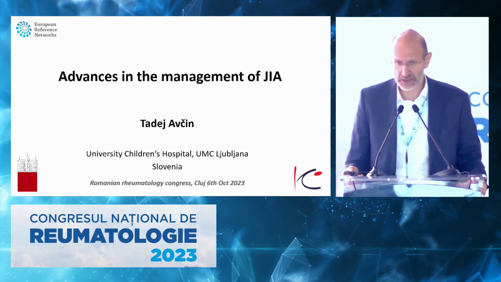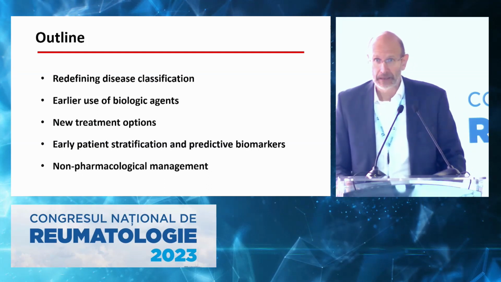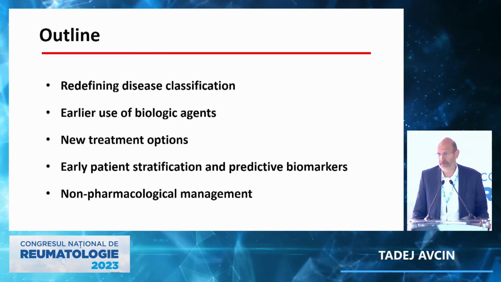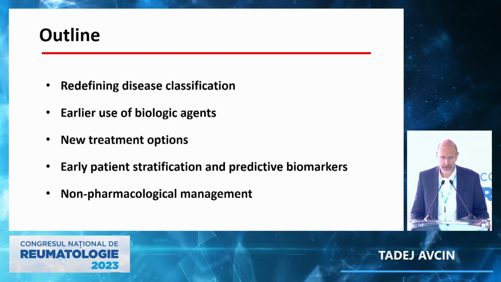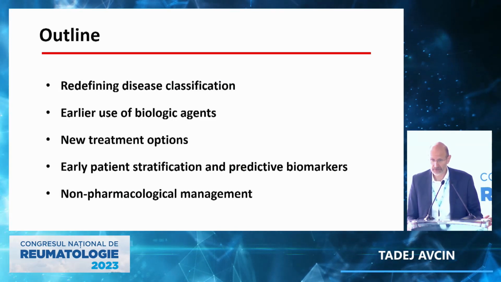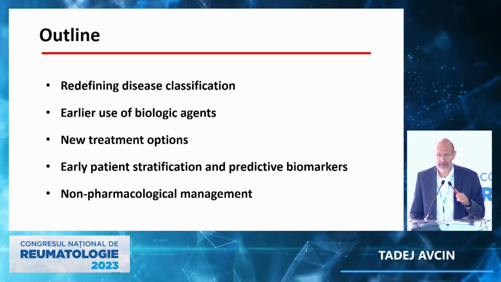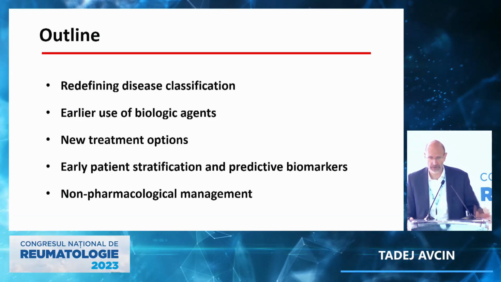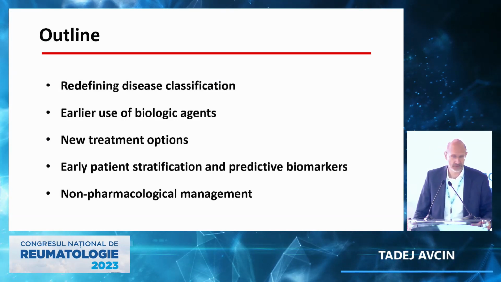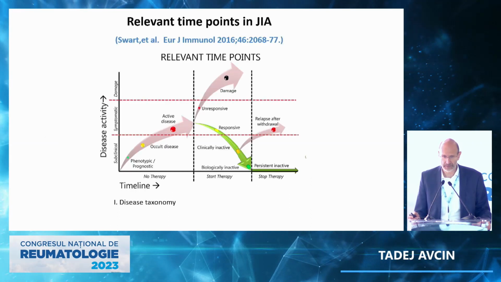So the title of my presentation is Advances in the Management of Juvenile Idiopathic Arthritis. In this session, I would like to share some of my views on the recent advances in the management of juvenile idiopathic arthritis. I would like to touch a little bit on the disease classification, on the concept of earlier use of biologic agents. I will discuss some new treatment options for juvenile idiopathic arthritis, and at the end, a few words on the early patient stratification, predictive biomarkers, and non-pharmacological management.